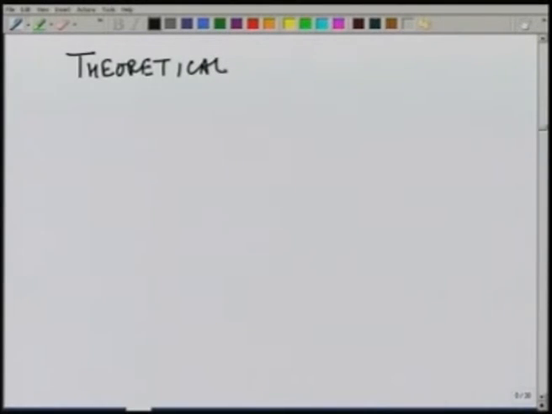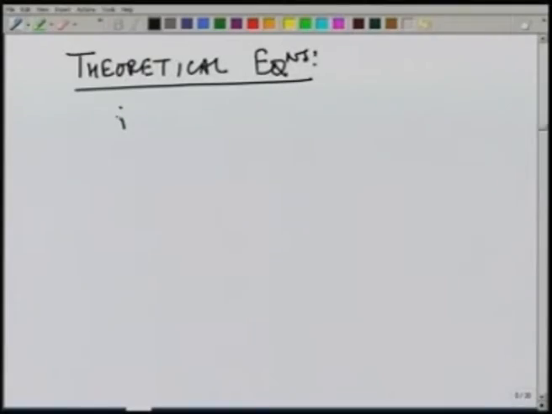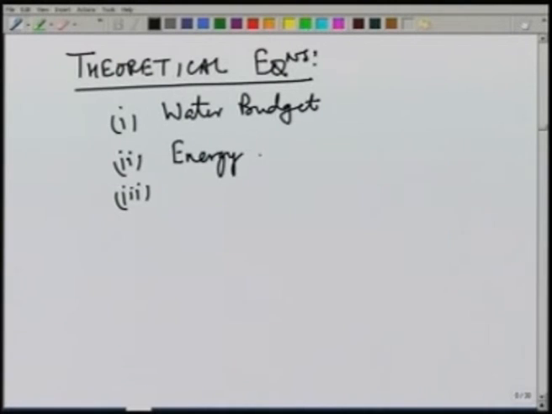The theoretical equations are generally based on some balance of some quantity, for example, water volume or heat energy, or they will be based on turbulent boundary layer mass transfer. So, we will have three different kinds generally used. The first one is based on the water budget. The second one is based on energy budget. And the third type of theoretical equations can be derived based on mass transfer through turbulent boundary layers.